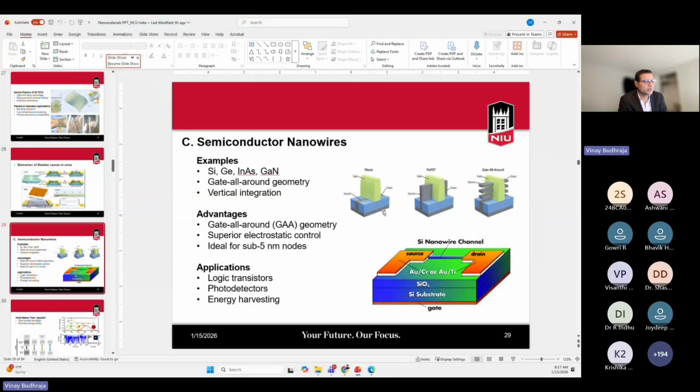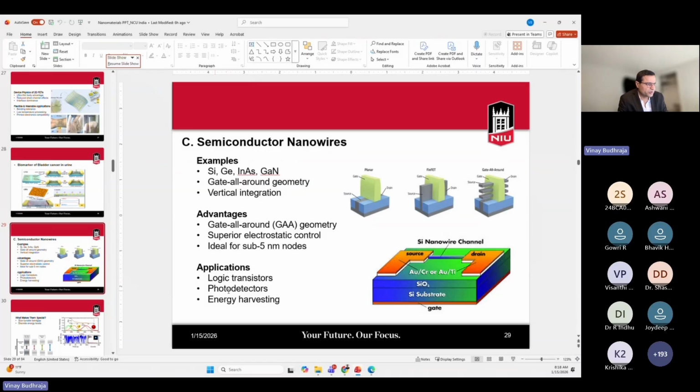There are three structures: planar structure, the fin, and then the gate all around. You can see multiple nanosheets. So gate all around geometry is the future. It has superior electrostatic control. It's ideal for sub 5 nanometer nodes.